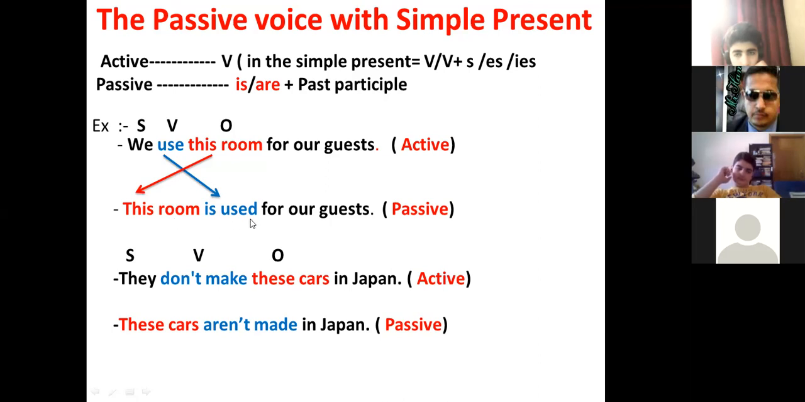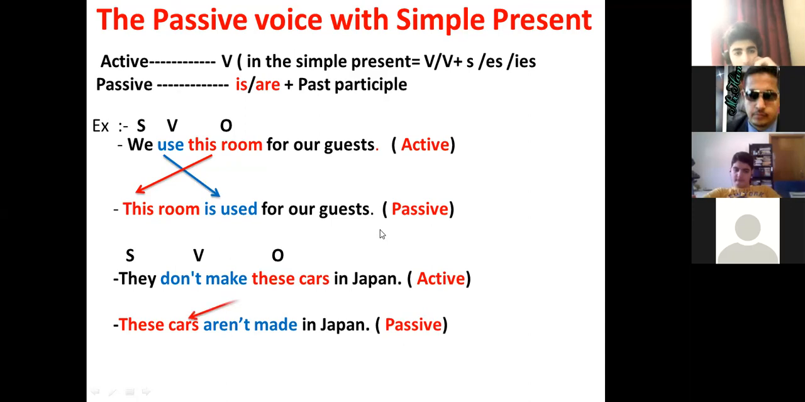We can say "by us," but here it will be useless. So we complete the sentence, writing the complement: for our guest. This room is used for our guest. You understood? Yes, easy. Okay, Abdullah, you asked me.